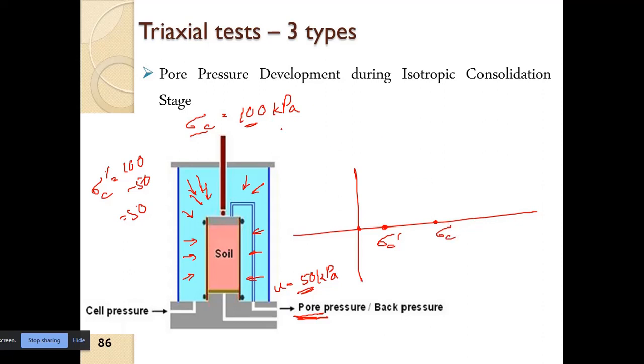Now, if I increase the cell pressure from 100 kPa to 110 kPa, what is the del sigma C? Del sigma C is equal to 110 minus 100, so we have 10 kPa. And we observe that the pore water pressure is now showing 60 kPa. The pore water pressure was 50 kPa initially, and now it is 60 kPa. So what is delta U? Delta U is equal to 60 minus 50, which is equal to 10 kPa.